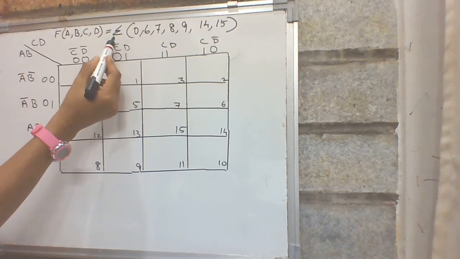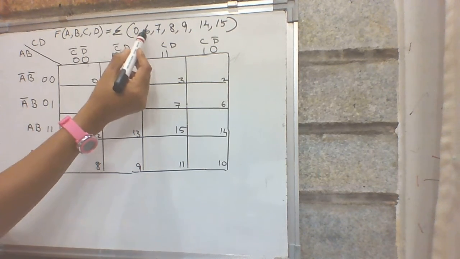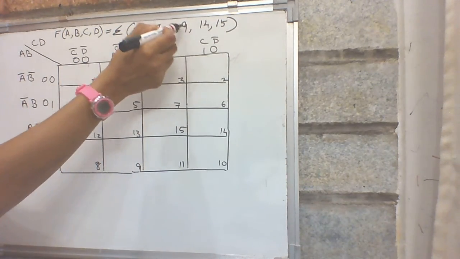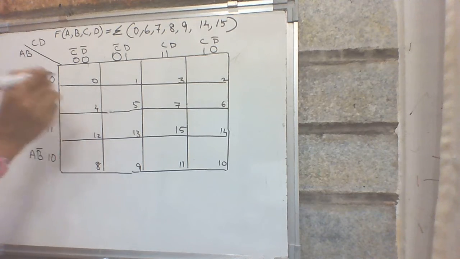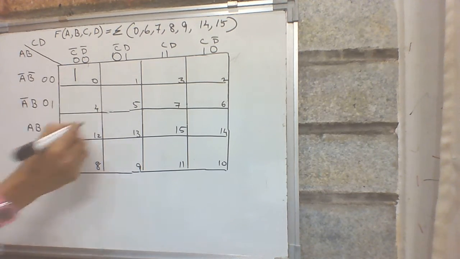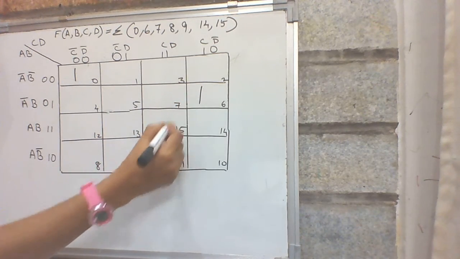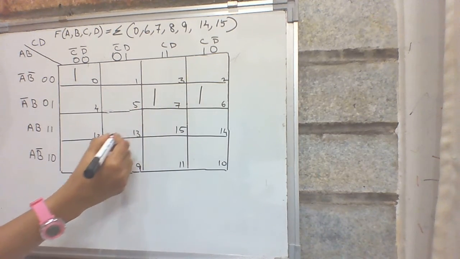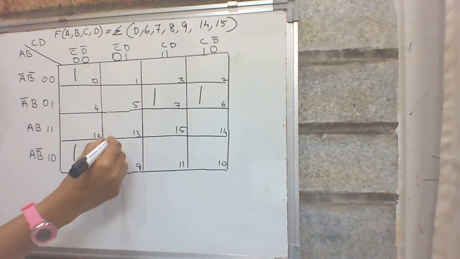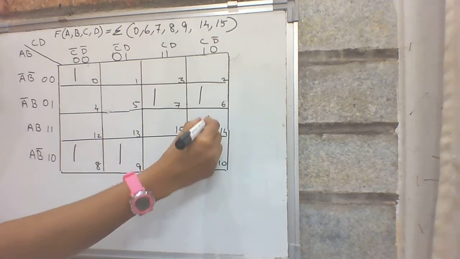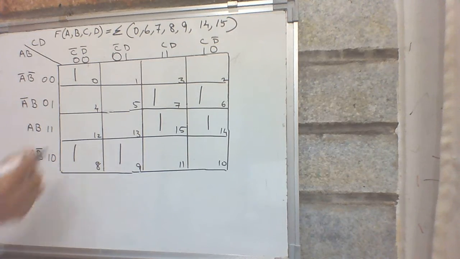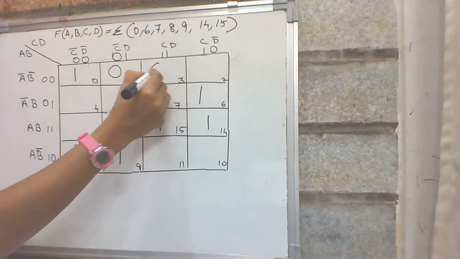This f of ABCD is equal to sigma 0, 6, 7, 8, 9, 14, 15. So in these cells we need to put 1. This is 0. Then 6, 7, 8, 9, then 14, where's 14? Yeah, it's 14 and 15. See, the other cells we can put 0.